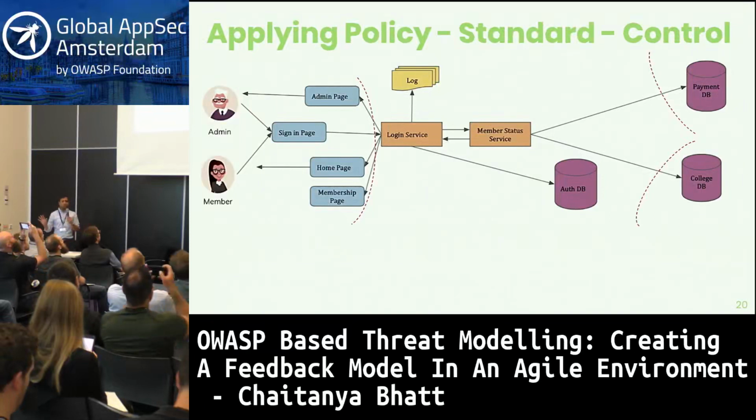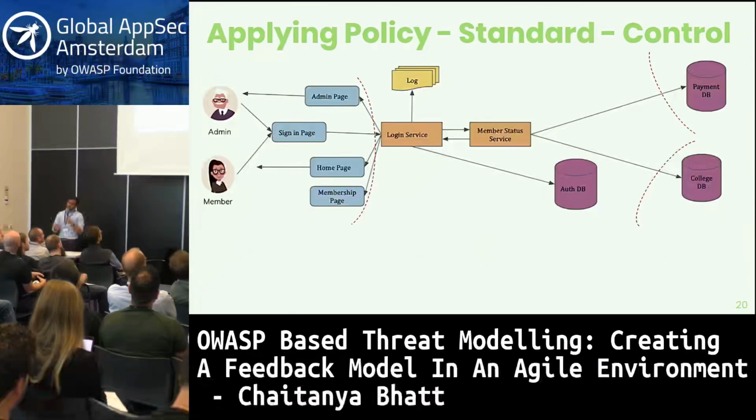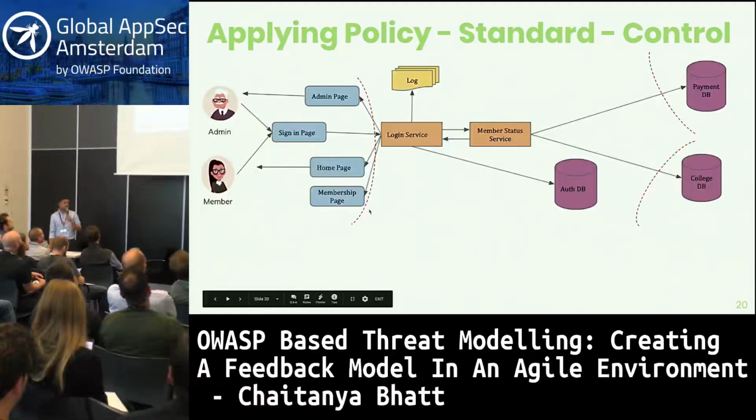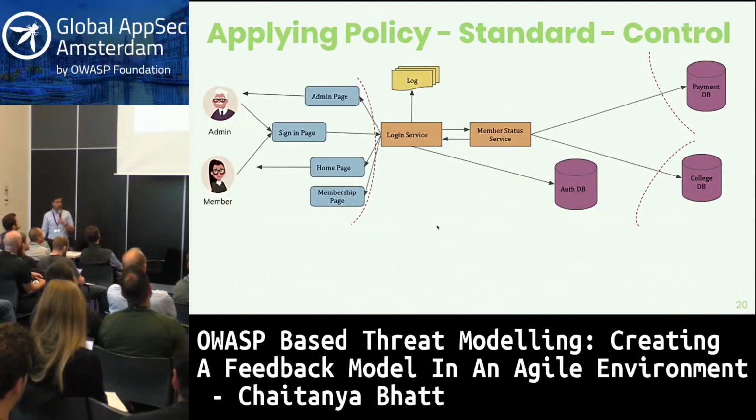So the flow still remains the same. You have admin, member, signs in. There's a login service that requests all the parameters. It logs everything, checks for the member status. There are 3 databases in here. The payment DB is in PCI zone, so that's why you might see a red dot there. There is college database, which is in another zone, which is responsible for checking if a user is part of this college or not. And of course, the front one that you see is an internet boundary. So with this, let's start applying the PSC model and see how fun it is.